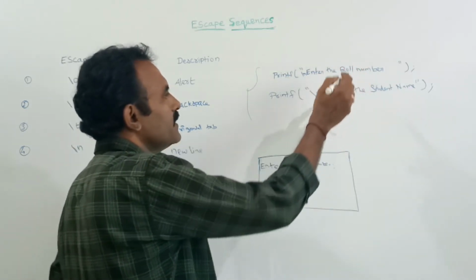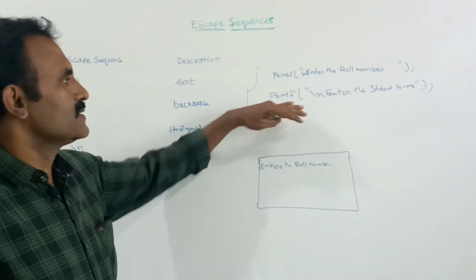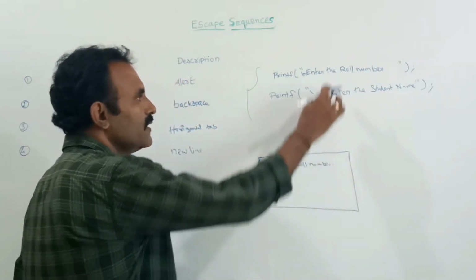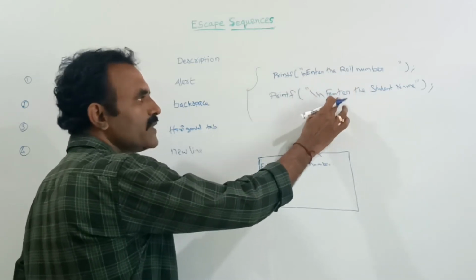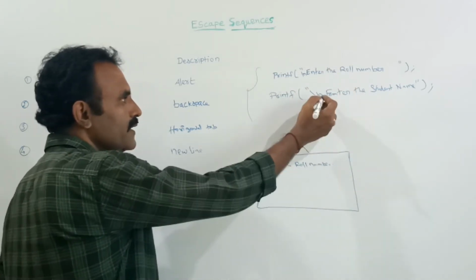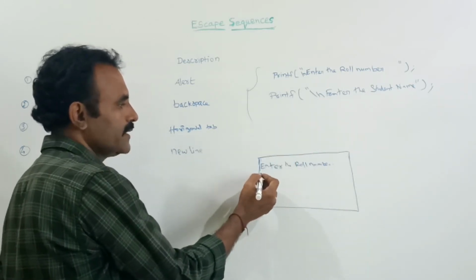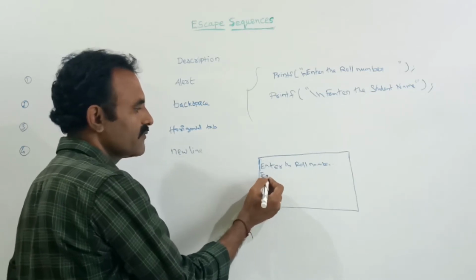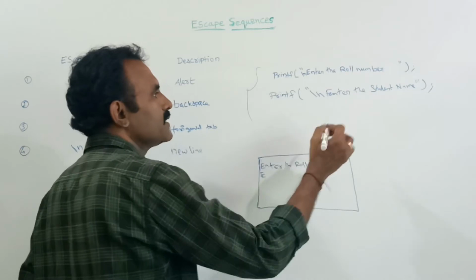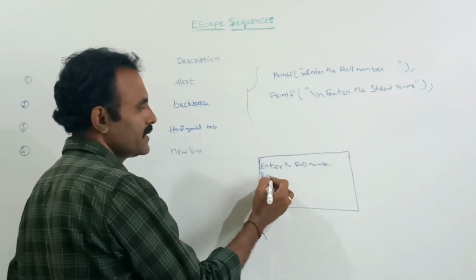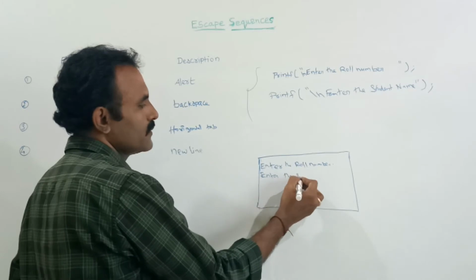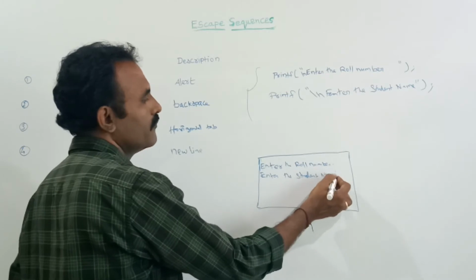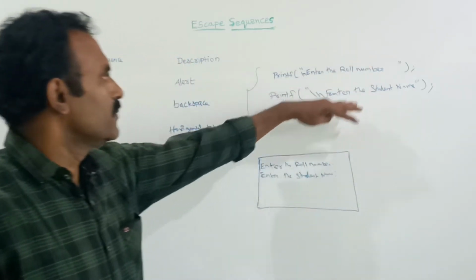Here at the next statement, next function, I am using \n. So the cursor will be here. When the second printf is executing, the cursor will automatically come to the next line, that is the starting position, because I am using \n. So from here the cursor will be here. From here this text, that is this string, will be displayed, that is enter the student name.